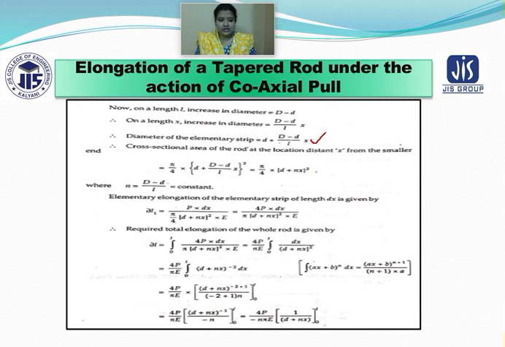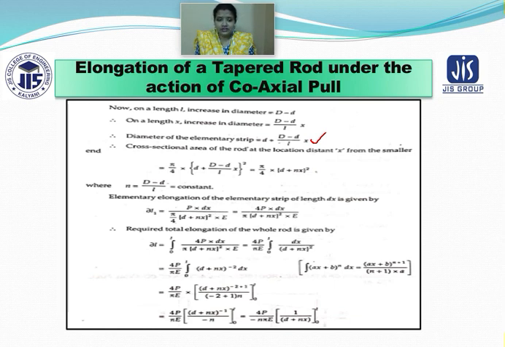Now I would like to ask you what is the cross sectional area of the rod at a distance x from the smaller end. So now we are going to calculate the value for the cross sectional area of that particular strip at a distance of x. Cross sectional area is always determined by pi by 4 into d square. I have already calculated the diameter of the elementary strip, that is d plus capital D minus small d by L into x. So you are aware of the diameter of the elementary strip.